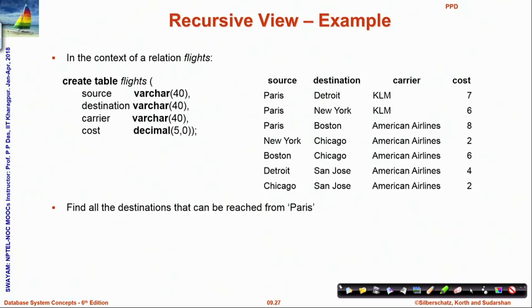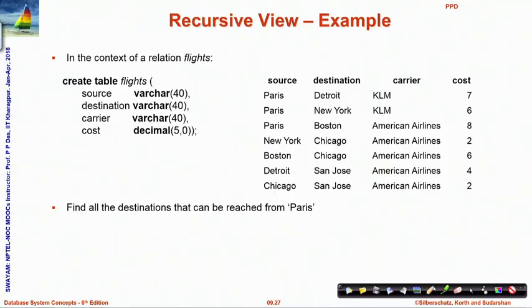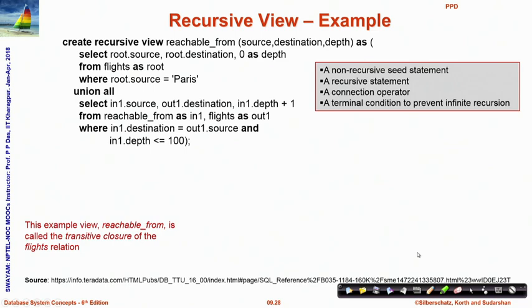Naturally, once you do that, you may be able to go to another destination in 2 hops, and once you do that, you may be able to reach yet another destination in 3 hops, and so on. We do not really know how many hops maximum would be required to compute this reachability information. That is the reason we need to make use of recursion, and this is how we express it.